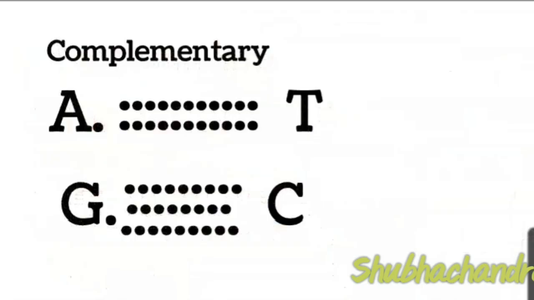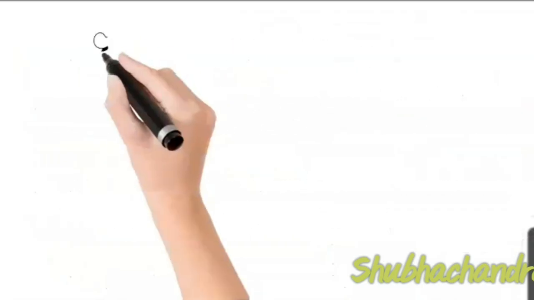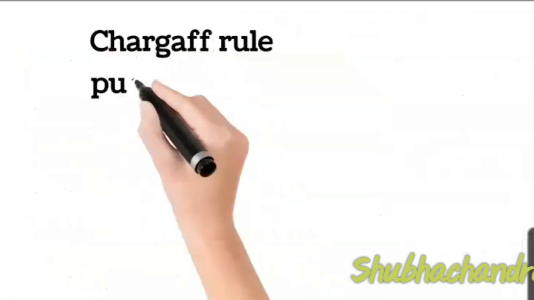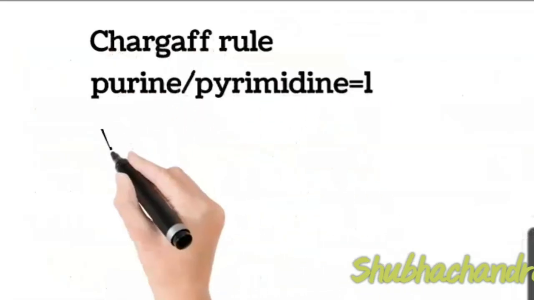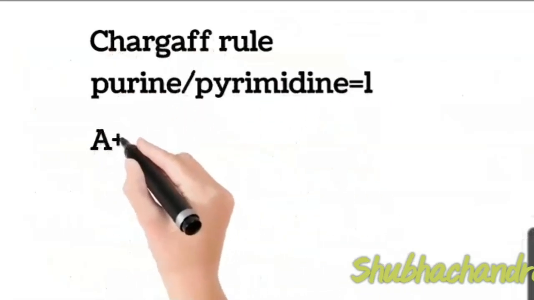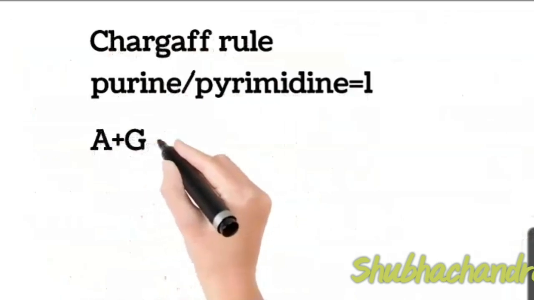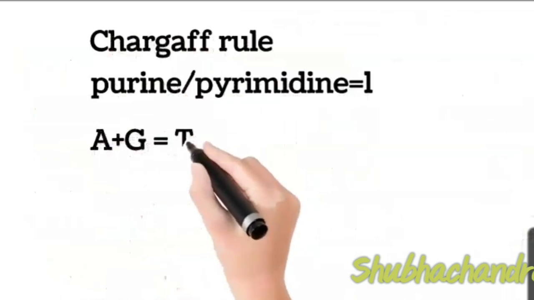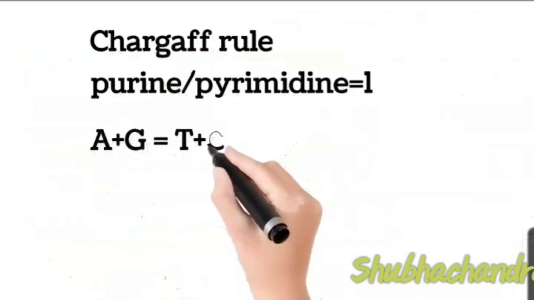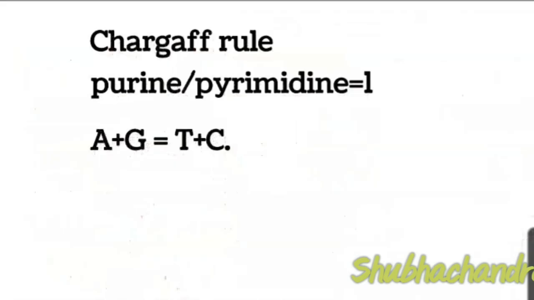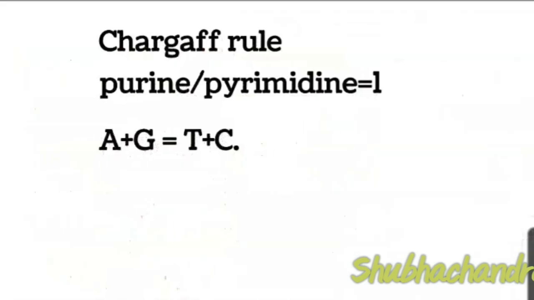So the purines and pyrimidines obey Chargaff's rule, that is, the purine to pyrimidine ratio is always equal to 1, that is, A plus G is equal to T plus C. So the number of purines and the number of pyrimidines are equal to each other because they are complementary to each other.